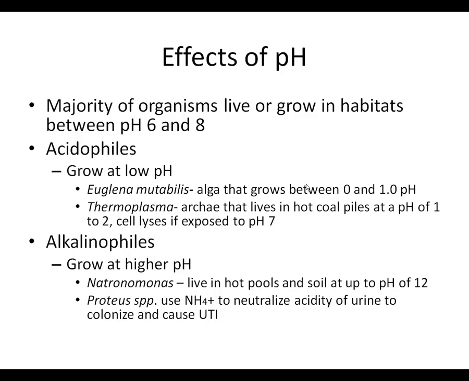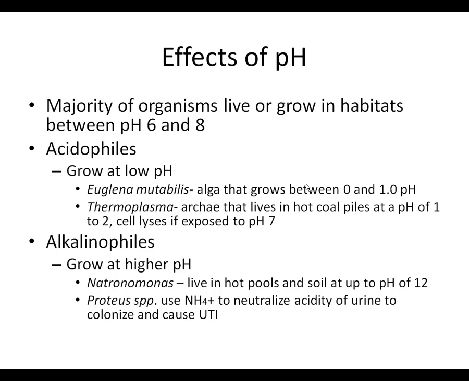pH also has an effect on bacterial growth. The majority of organisms are going to live best at a pH between 6 and 8. Most of them live the very best at a pH of 7. But you do have bacteria that like to grow at lower pHs, and these are called acidophiles. These are going to be those organisms that like a relatively low pH.